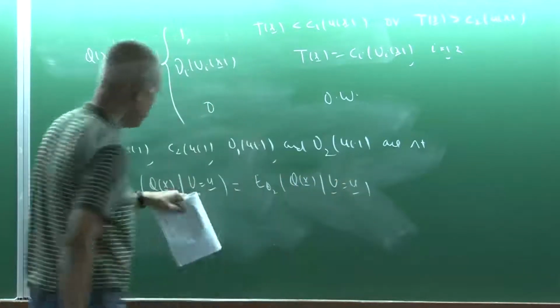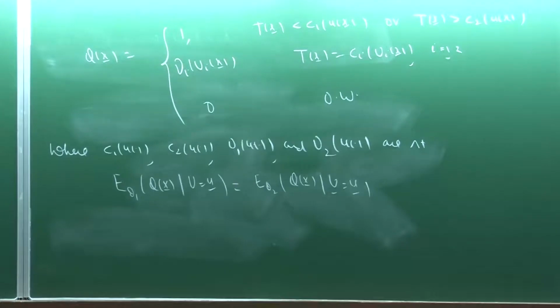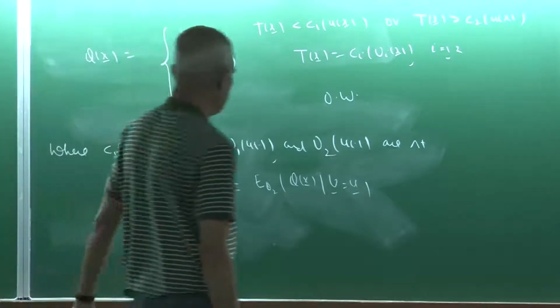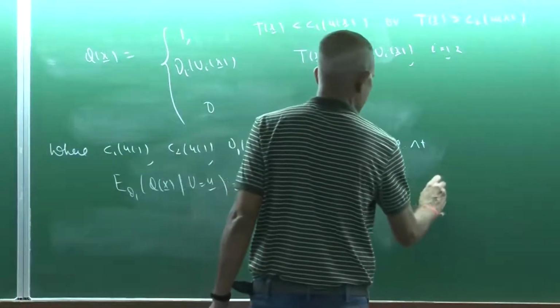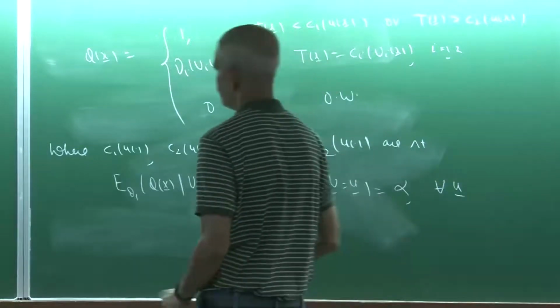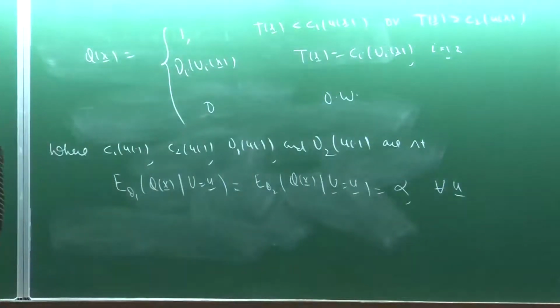So when I am writing down given U = u, that means given U(x) = u, it is the same as alpha for every u. So we see that a UMP alpha test exists.